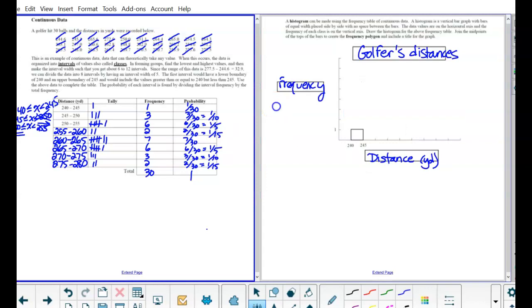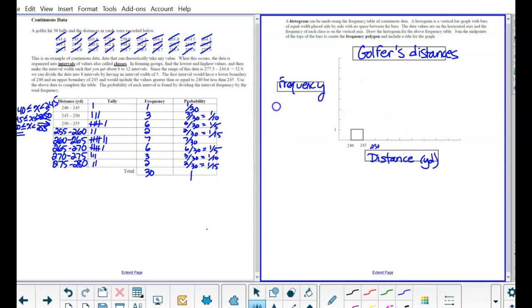So 245, 250, 255, 260, 265, 270, 275, 280. And we don't need to go beyond that. And then frequency 1, 2, 3, 4, 5, 6, 7, 8. If you want to label every second, that's okay. For the horizontal though, you should try to label every grid marking.